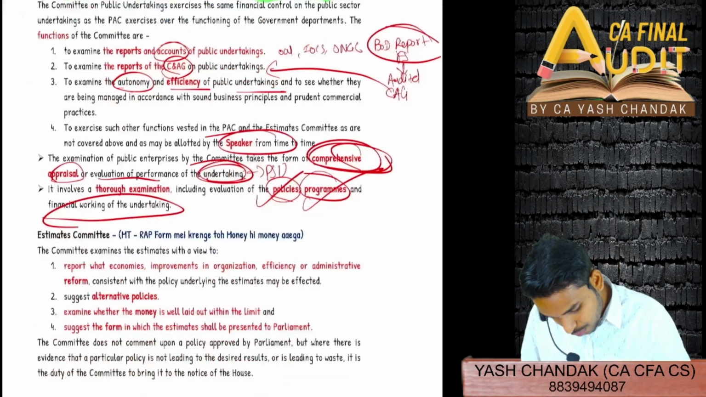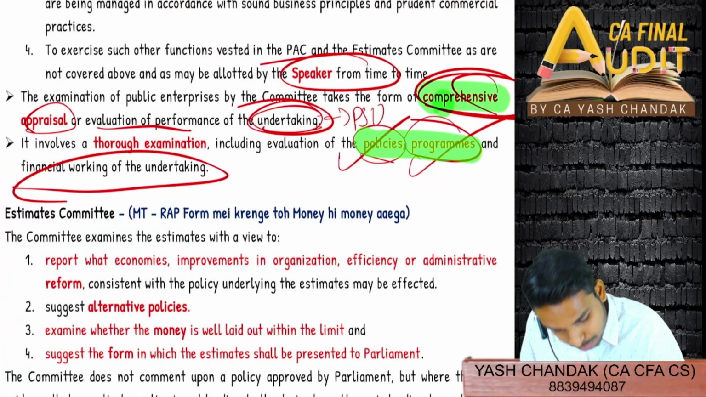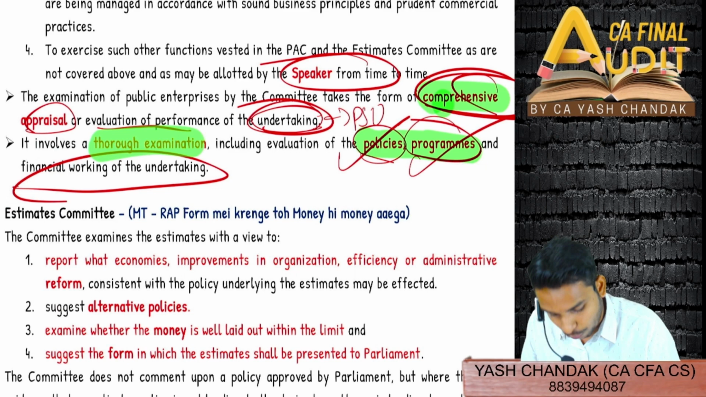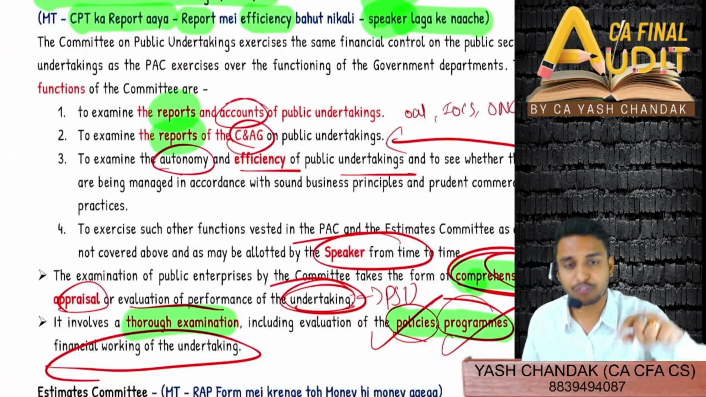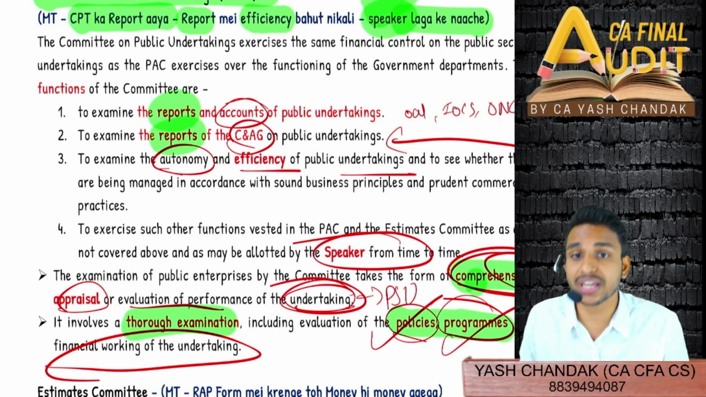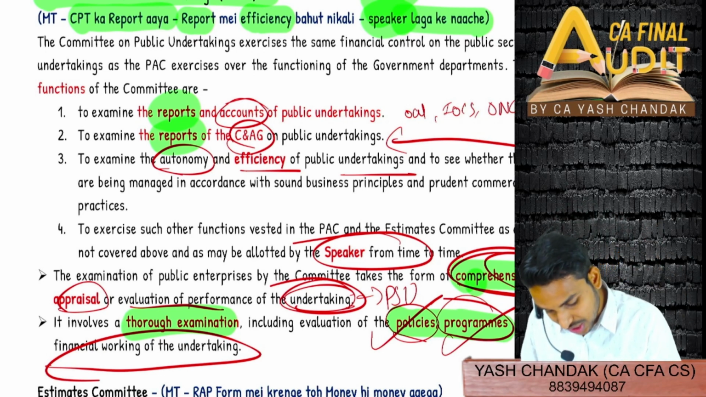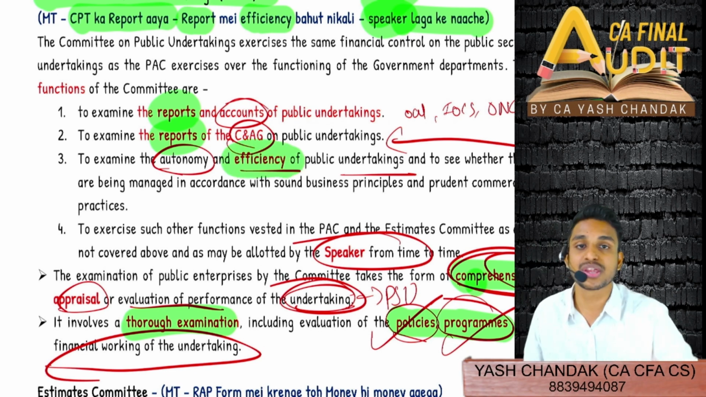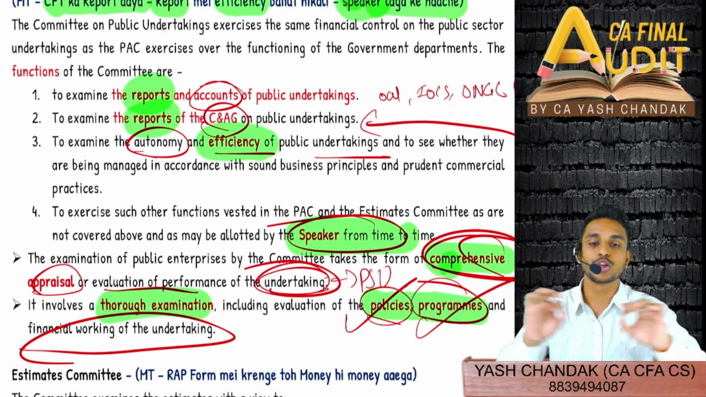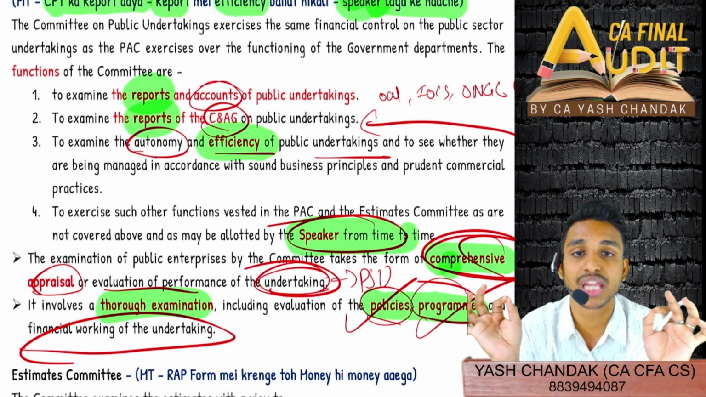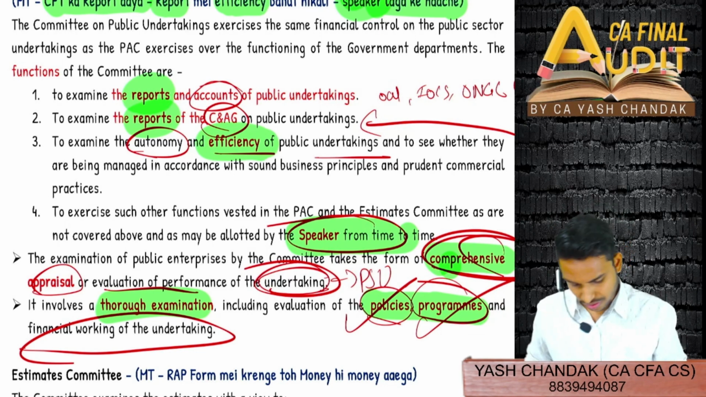So in CPT you will find comprehensive appraisal, performance, policies, programs, everything you have to check. And T for thorough examination. Particularly then report आया. So two points are there for reports: report of accounts and report of CAG, both the accounts report and also the CAG report. Efficiency. I was really efficient in my CPT report, and therefore I did what? I started dancing on the speaker, and therefore the speaker can also assign tasks from time to time. So I hope you were able to learn this topic.